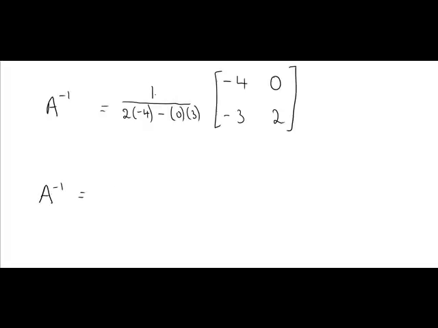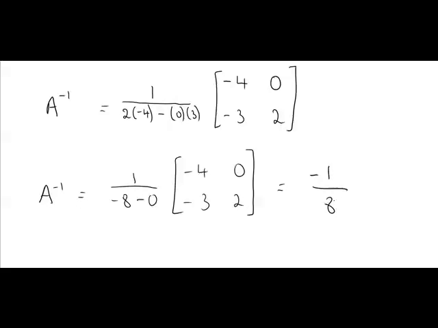So our inverse is equal to 1 over 2 by minus 4 is minus 8, minus 0 by 3 is 0. So that gives us 1 over minus 8, which is minus 1 over 8, times minus 4, 0. Minus 3, 2. At this point, you can leave the matrix as it is with the fraction outside.